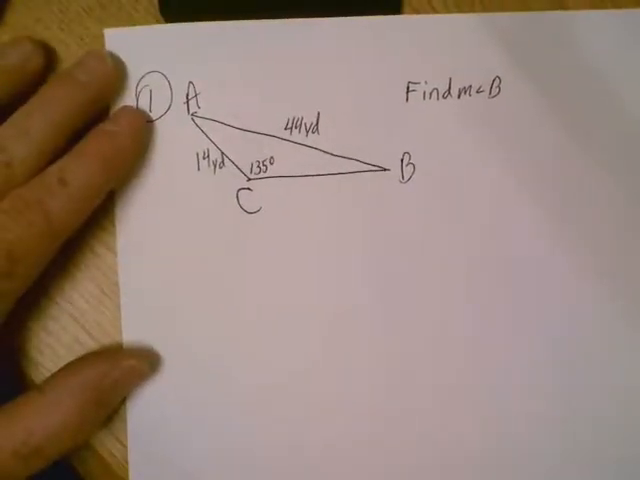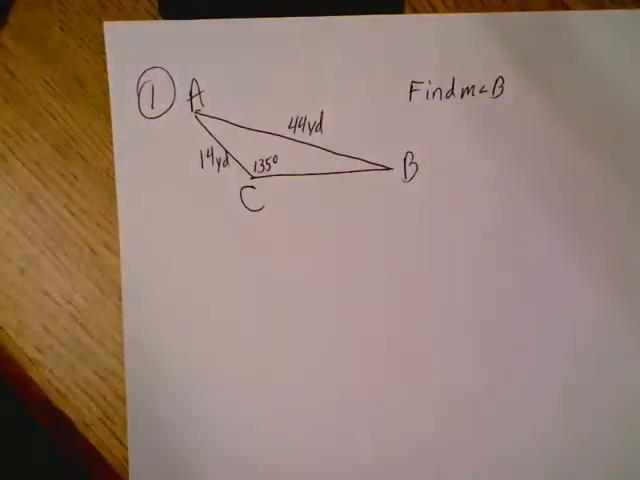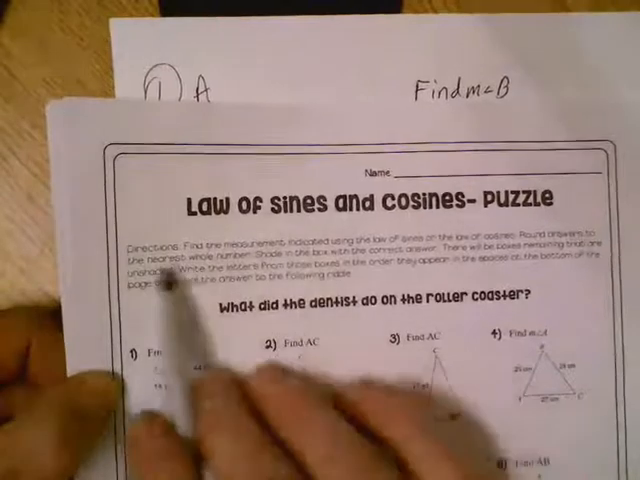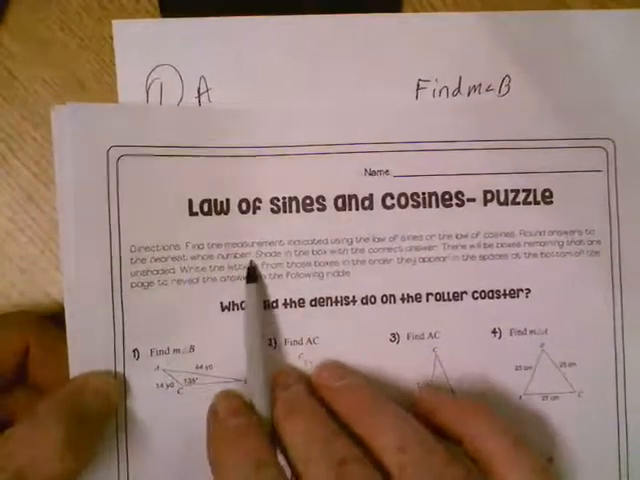Alright, this is a video for the extra credit paper, the law of sines and cosines. One that looks like this. Make sure you read the directions. As you go through here, it says round all your answers to the nearest whole number.